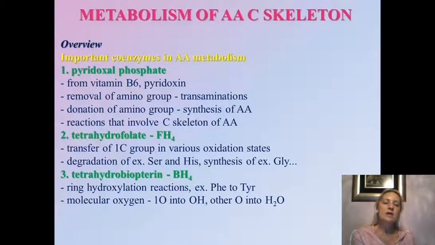And the third one is tetrahydrobiopterin, BH4, which is involved in hydroxylation processes, especially in ring hydroxylation reactions. And we will see the role of BH4 in the conversion of phenylalanine to tyrosine. Actually, BH4 acts in a way that it requires the involvement of molecular oxygen, such that one atom of oxygen is incorporated into the new molecule in the form of a hydroxyl group, and the other oxygen atom is incorporated into a molecule of water.